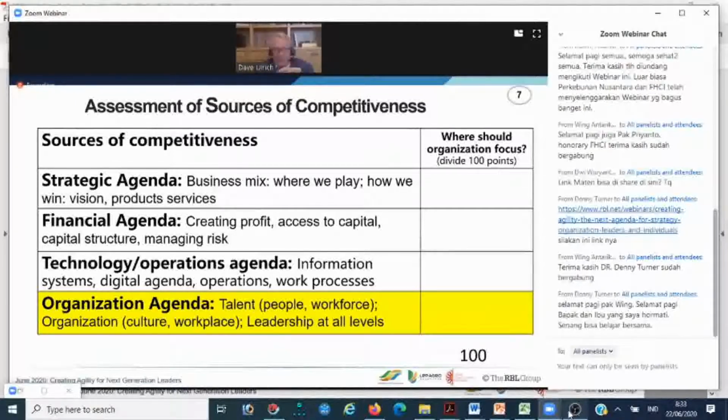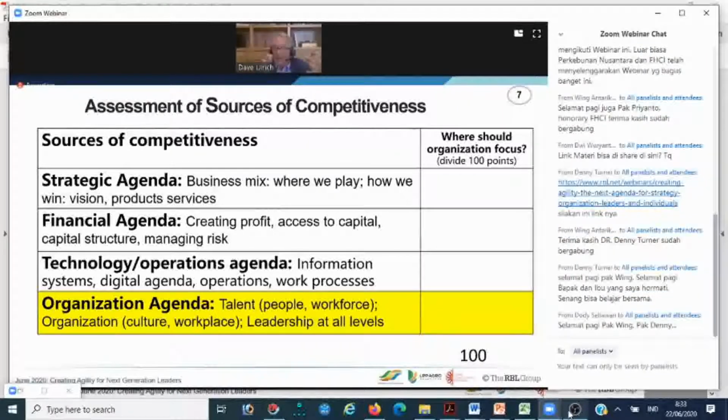One of the great exercises you might want to do in your company, and I'm going to give you a number of these, is to go to your senior business team and say, here's 4 ways that we have to work to compete. Strategic agenda: what's our business, where are we going to play, how do we win, what's our vision. Financial: how are we going to create profit, how do we have access to capital, how do we have capital structure and risk. Technology and operations: how do we manage digital, technology, and organization. And then ask each member of your business team to divide 100 points.